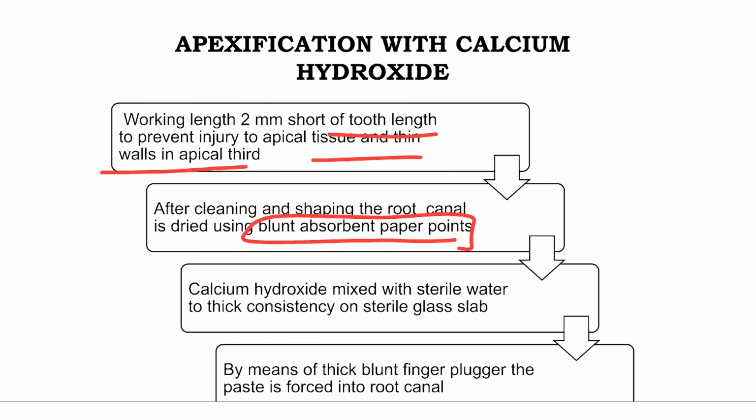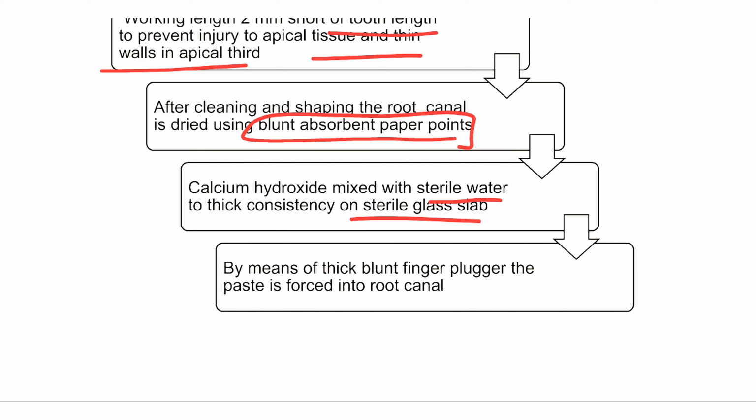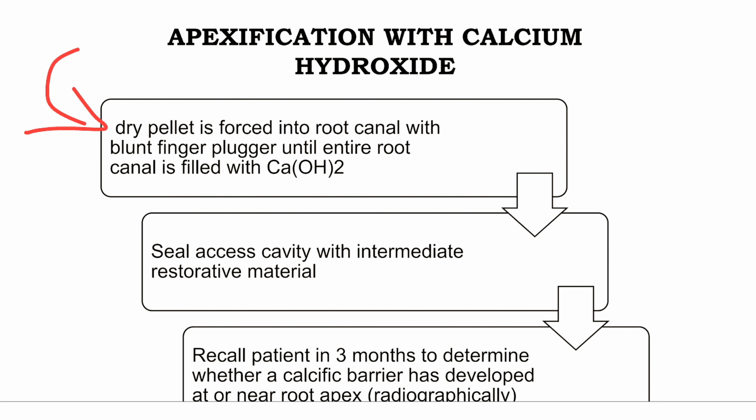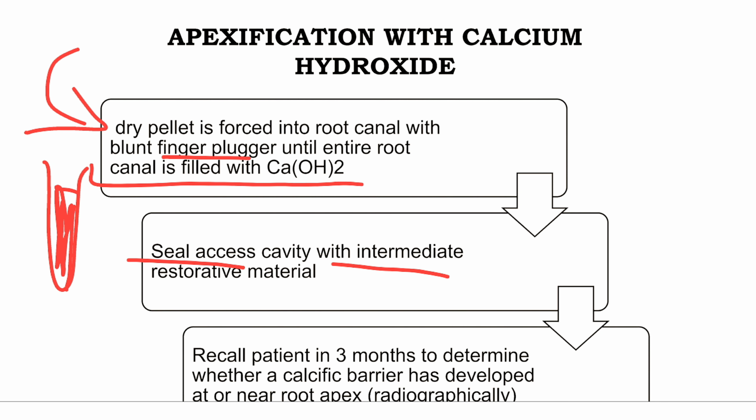Then calcium hydroxide is mixed with sterile water to a thick consistency on a sterile glass slab by means of a thick blunt finger plugger. There are different kinds of pluggers available in the market. With the help of this blunt finger plugger, the paste is forced into the root canals. The procedure is continued, and dry pellet is forced into the canal with the blunt finger plugger until the entire root canal is filled with calcium hydroxide. Then we seal the access cavity with an intermediate restorative material or temporary restorative material.